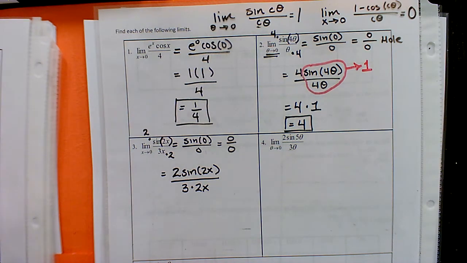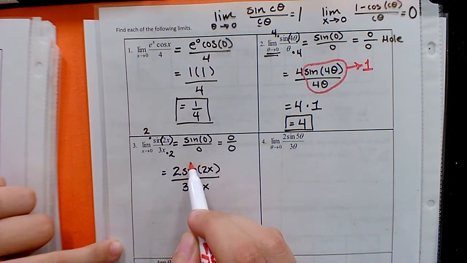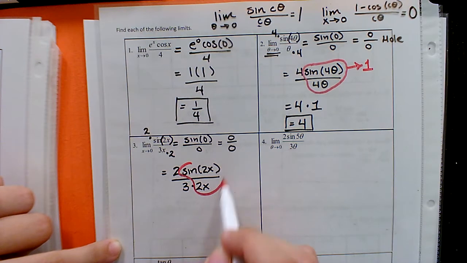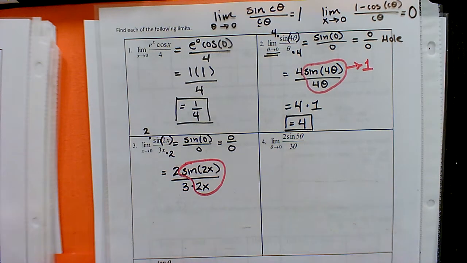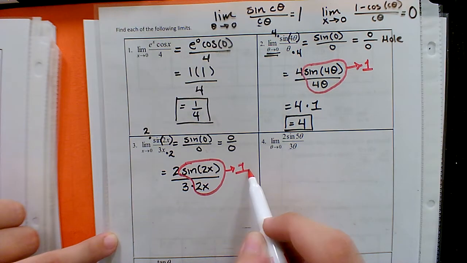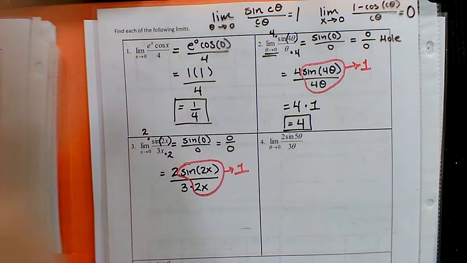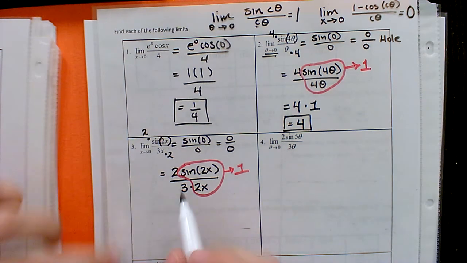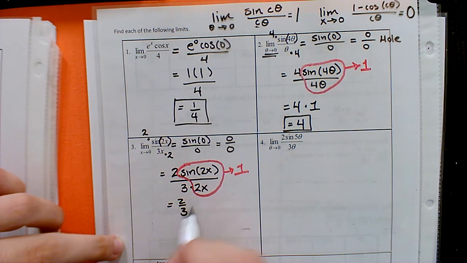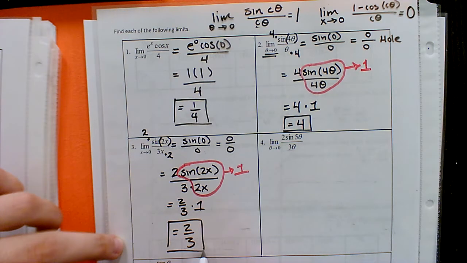So let's take a look at our trig limit. We have sine of 2x over 2x. What should that limit value be? 1, right? Based off of our little shortcut. So it looks like we're left with 2/3 times 1, which is just 2/3.